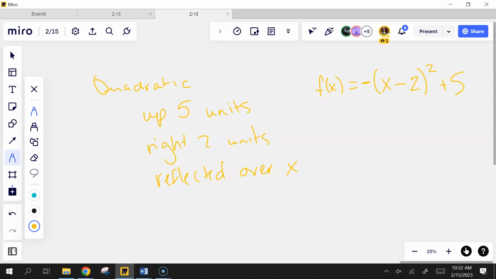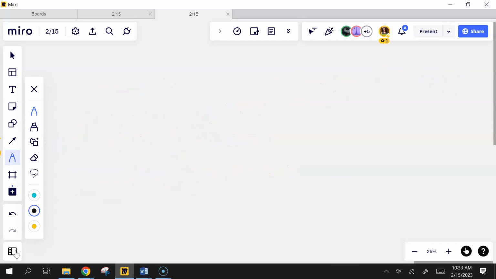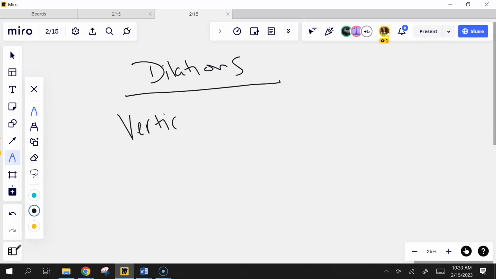All right, here we go. Y'all ready for the shrinks and stretches? Dilations. I'm fixing to tell you all about it. Let's talk about vertical dilations first. Vertical shrinks and stretches. This is whenever I have a number out in front, like what we've been doing, well, I'll just say a times f of x.